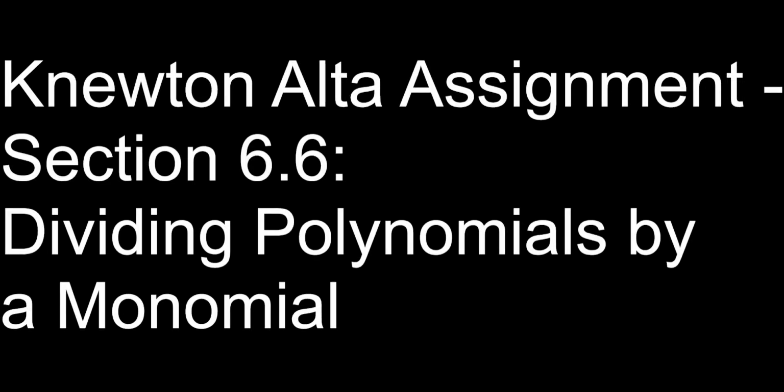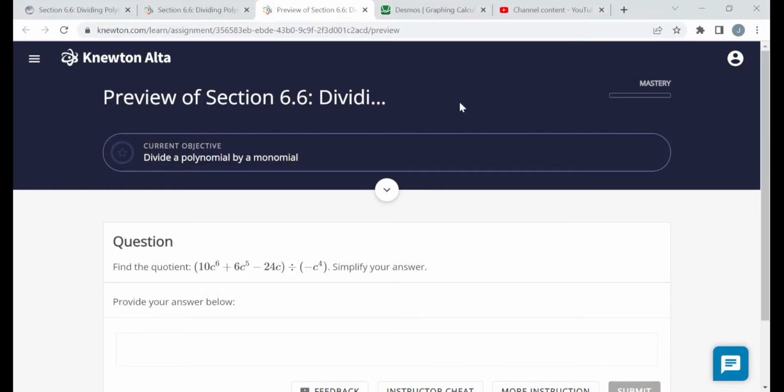Hello everyone. This video is on the Knewton Alta assignment for section 6.6 called Dividing Polynomials by a Monomial. In this video, I'm going to be going over a preview version of this assignment. So please understand that the questions I see in this video may not be the same questions that you see when you work on the assignment yourself. But the objectives are the same, the structure should be similar, so I'm hoping that watching me do these here helps you out in some way when you work on the assignment on your own.